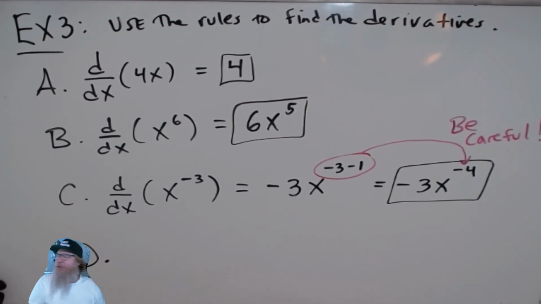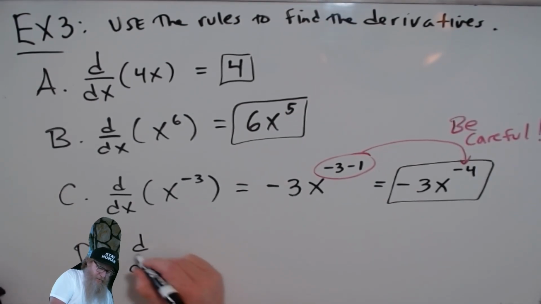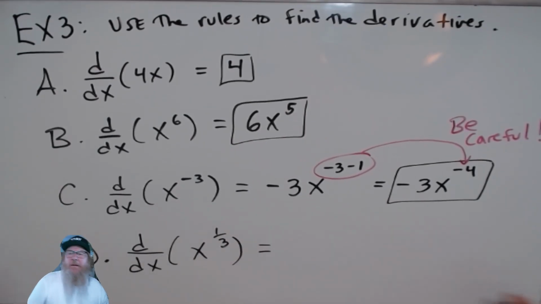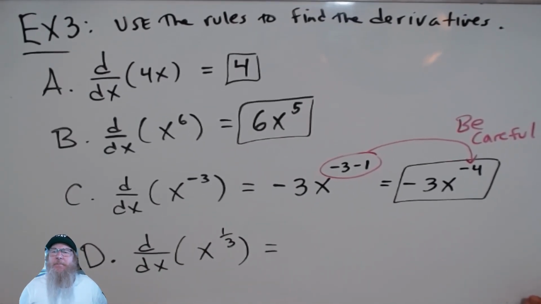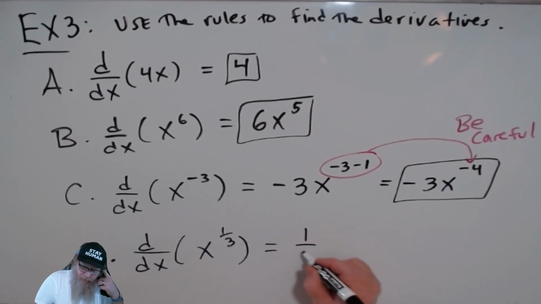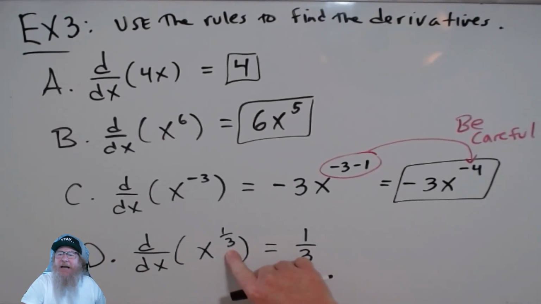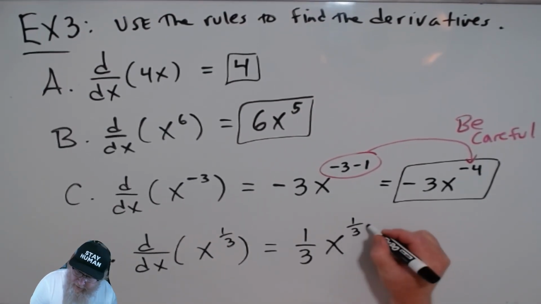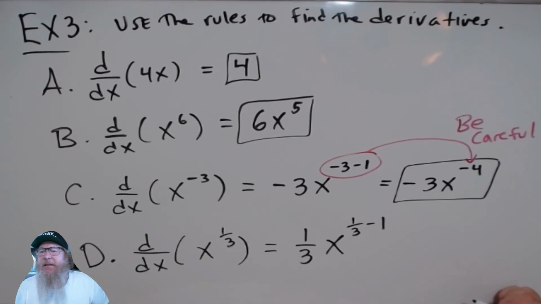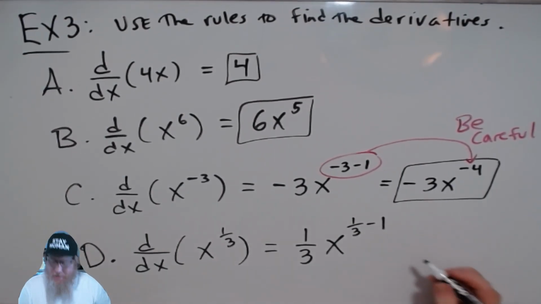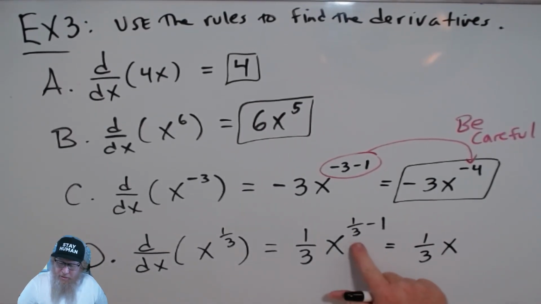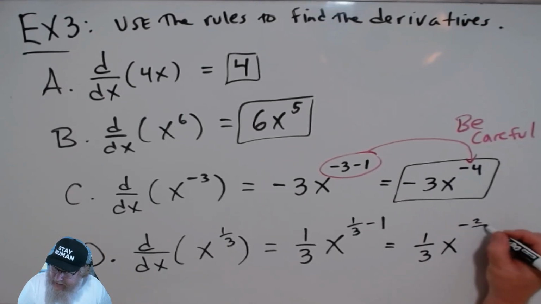And then what about fractions? What about a fraction exponent? Again, I will write this one out. So the fraction, the exponent becomes the constant. And then the power becomes 1 less than the original power. So 1/3 -1. Be really careful. 1/3 -1 is -2/3.